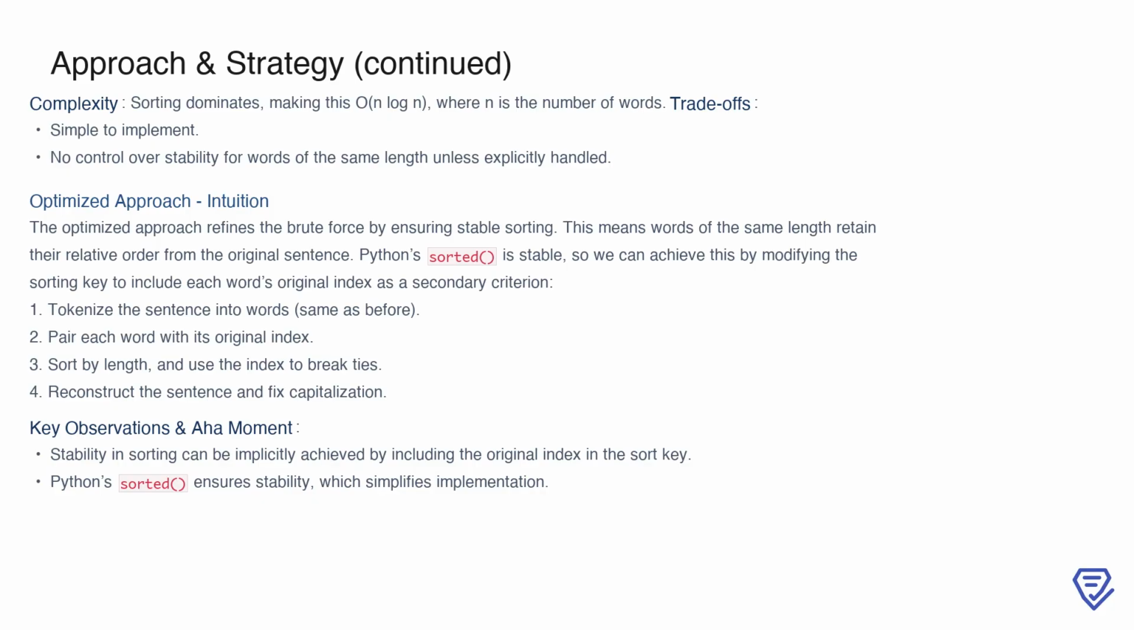To address this, we can turn to an optimized approach. The optimized method builds on the brute force idea but introduces stable sorting by leveraging Python's sorted function, which is inherently stable. The key insight here is to pair each word with its original index, allowing us to sort primarily by length while breaking ties using the original index. This ensures that words of the same length maintain their original order, resulting in a more robust solution.